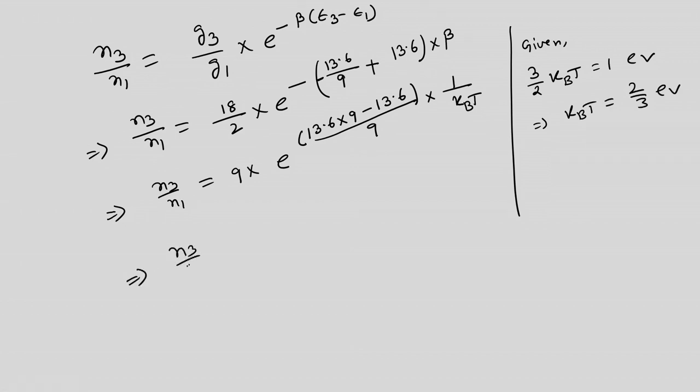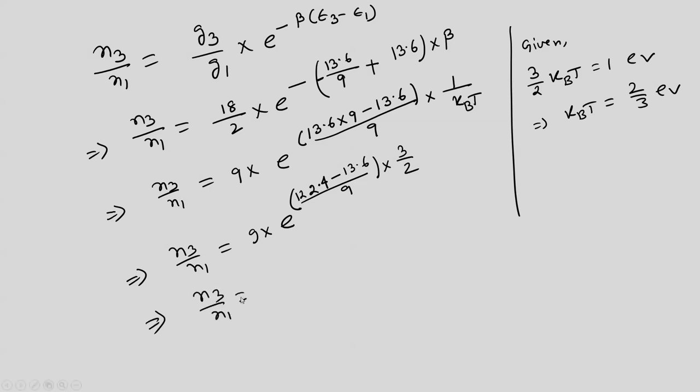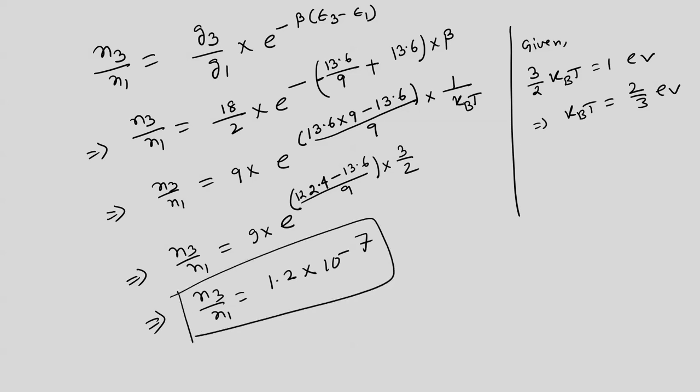So, we get N3 by N1 is 9 times e to the power. If we carry this out, we get the value of N3 by N1 as 1.2 times 10 to the minus 7. Okay, so this is again a very simple problem, but you need to carry out a little bit of calculation.